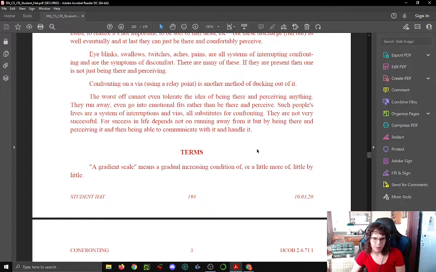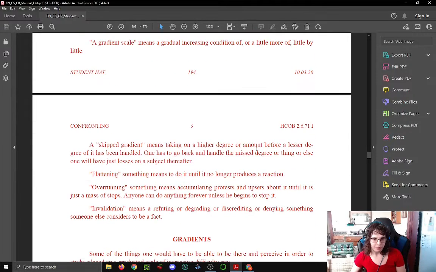Terms. A gradient scale means a gradual increasing of, or a little more of, little by little. A skipped gradient means taking on a higher degree or amount before a lesser degree of it has been handled. One has to go back and handle the missed degree or thing, or else one will just have losses on a subject thereafter. Flattening something means to do it until it no longer produces a reaction. Overrunning something means accumulating protests and upsets about it until it's just a mass of stops. Again, the language that he uses. Anyone can do anything forever unless he begins to stop it. That's bullshit.